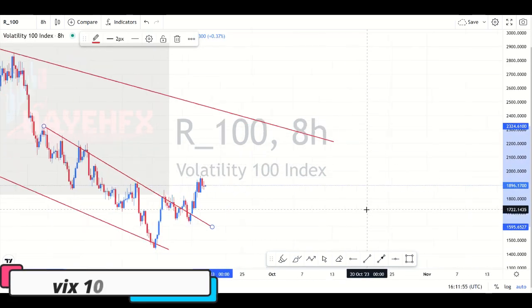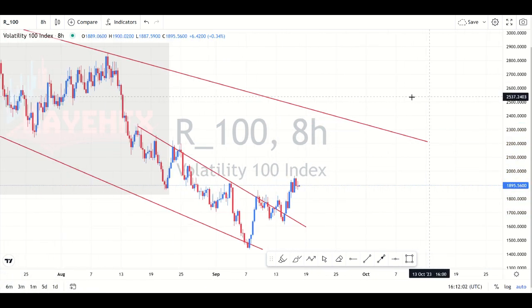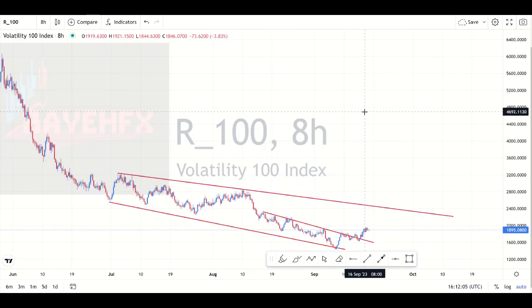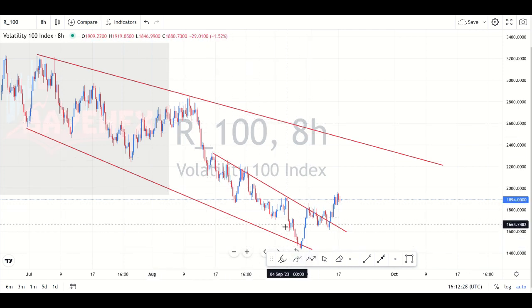So hello guys, this is BioFX and this is VIX100, right? On VIX100, we have been on a major downtrend, right? We've been going down for weeks, for months, right? We've been going down on VIX100 for months. So as you can see on the overall trend, the market went for a nice impulse, right? And then correction, impulse, correction, and then another long impulse that happened here.